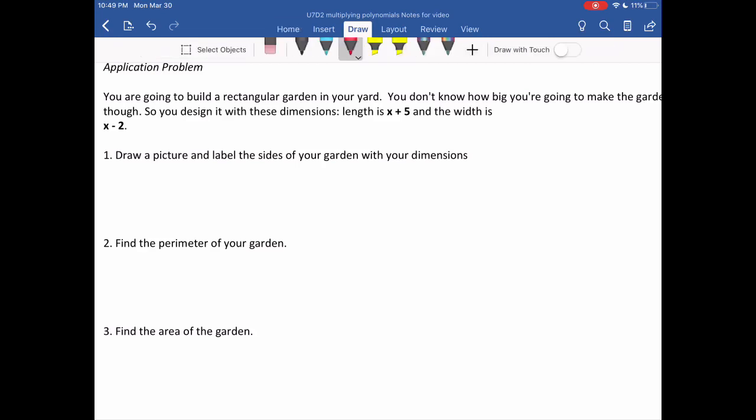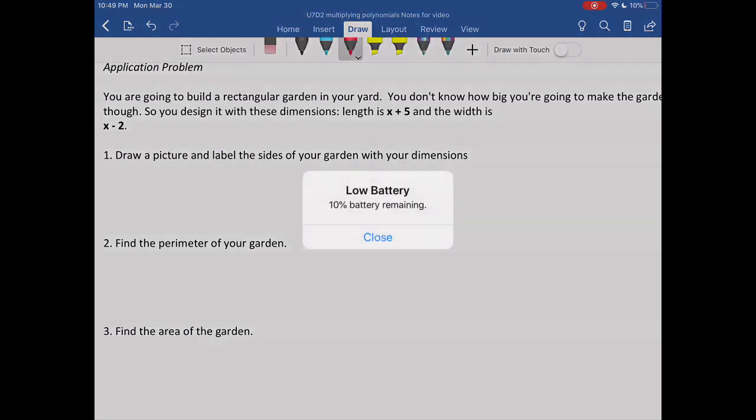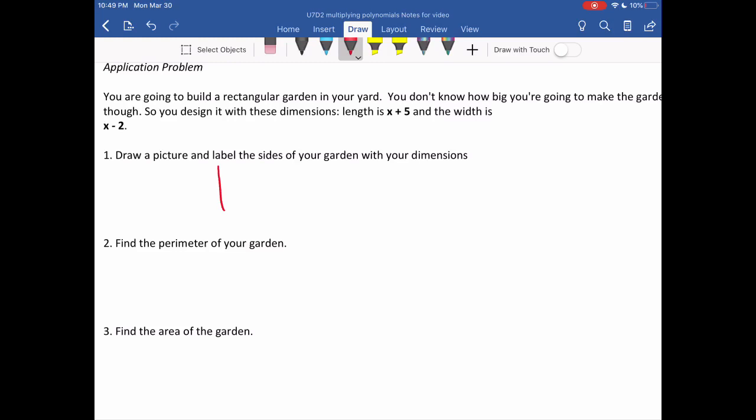So first thing we're going to do is draw a picture, label the sides of our garden. All right? So here's my garden. It's a rectangle. So the length, they tell me, is x plus 5. The width is x minus 2, right? Perfect. All right, so step 2, find the perimeter of your garden. Well, how do you find the perimeter of a rectangle? You add up all the sides, right?